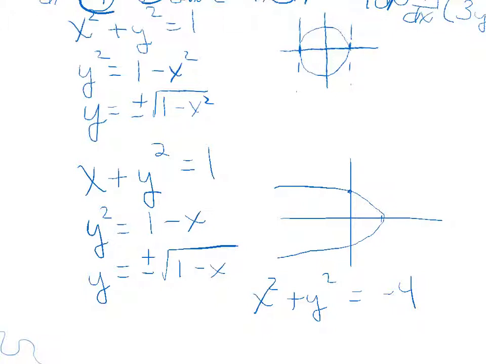You cannot add two squares together and get a negative number. We're dealing with real numbers here. That's a no solution. There's no solution that would make that a true statement.